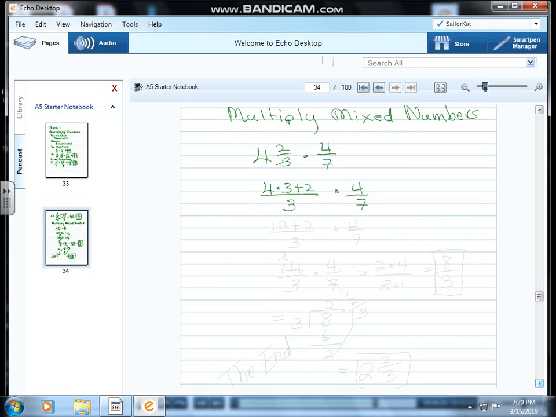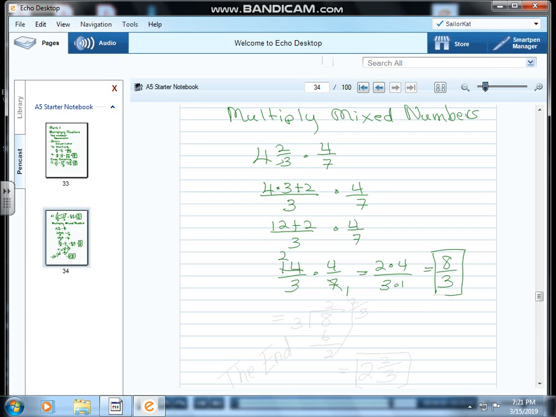4 times 3 is 12, and I'll do steps here. Okay, now you're ready. Do not try to reduce it now. Add your 12 and 2, and you're ready to multiply now. I'm going to look and see if I can cross cancel, and yes I can. 7 goes into 14 twice. So now I have 2 times 4 over 3 times 1, which is 8 over 3.